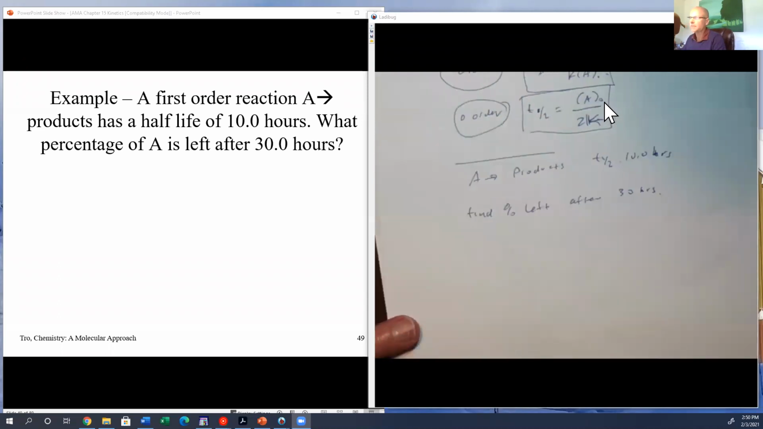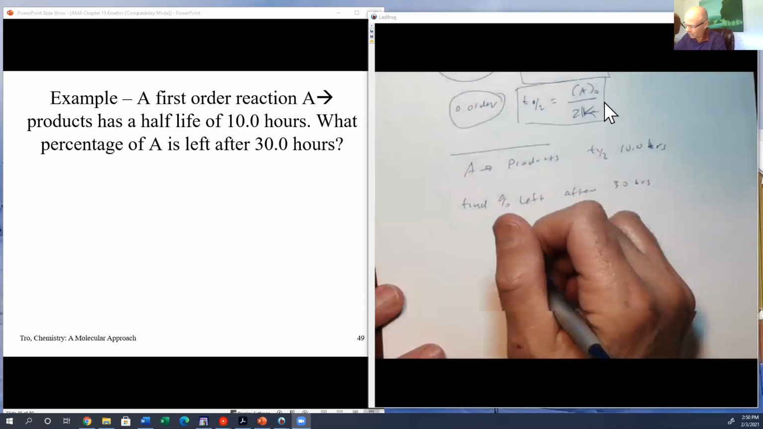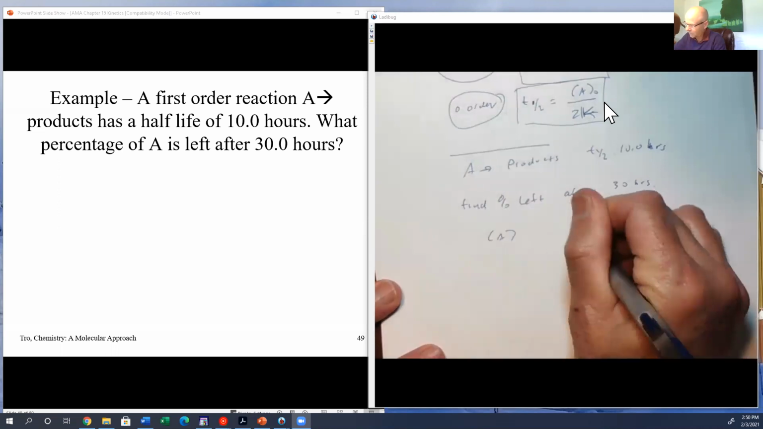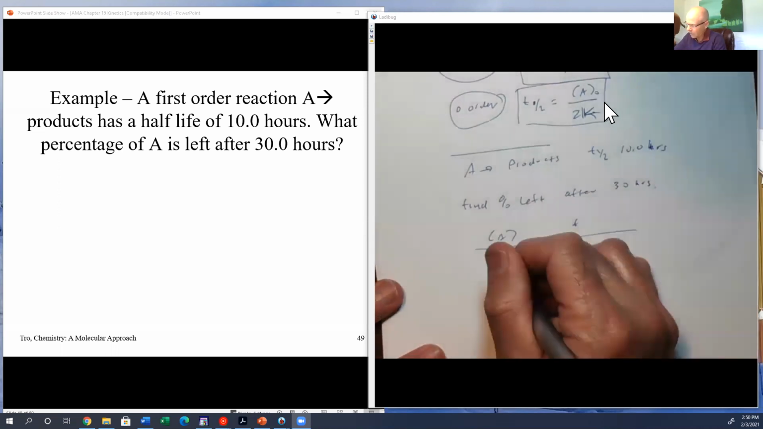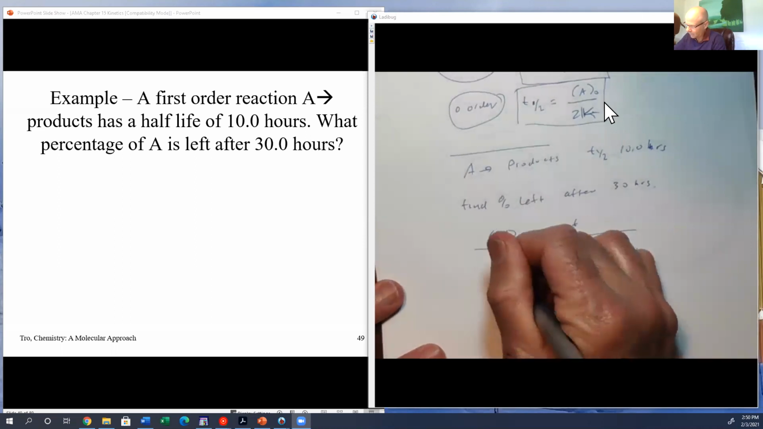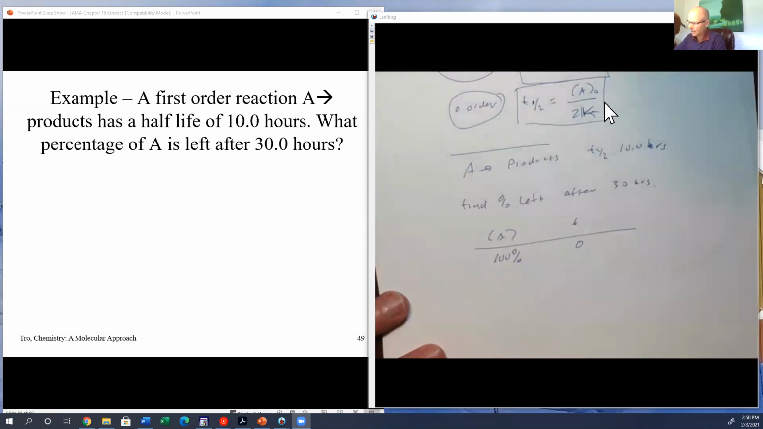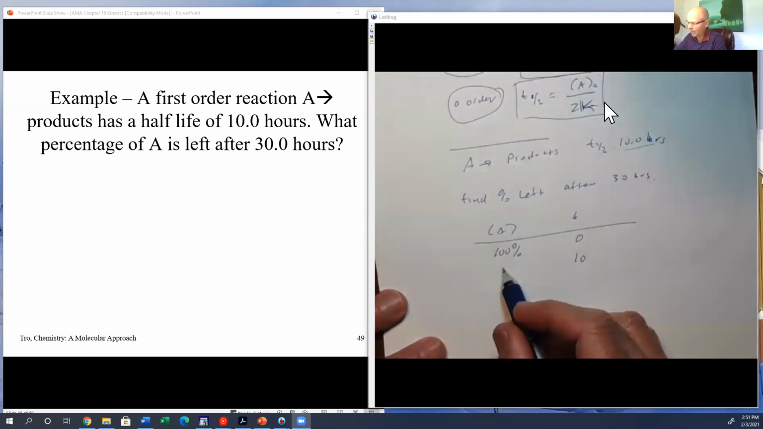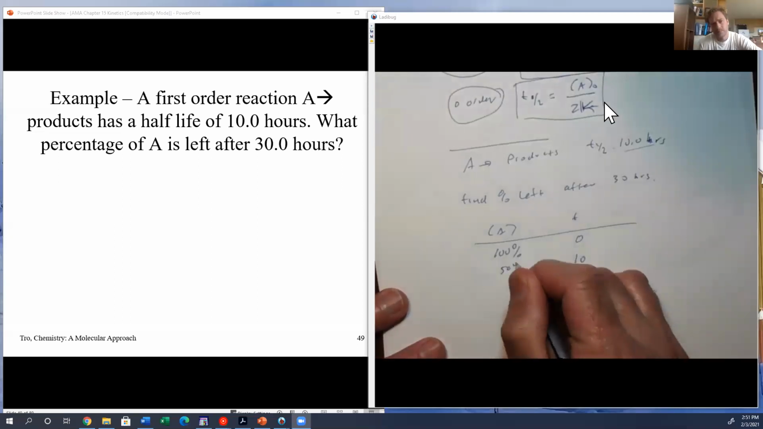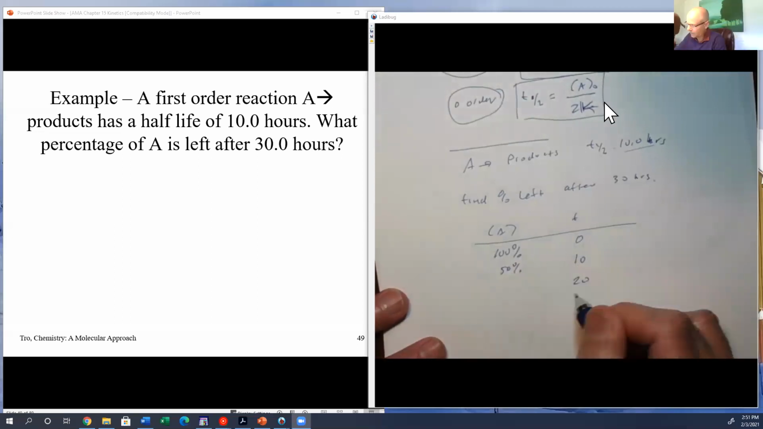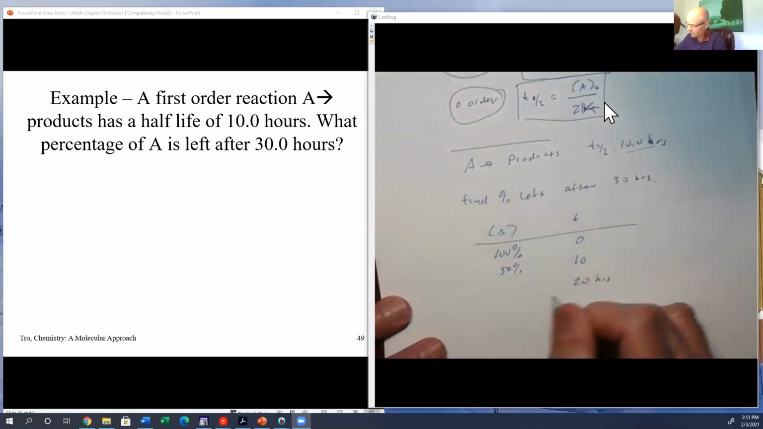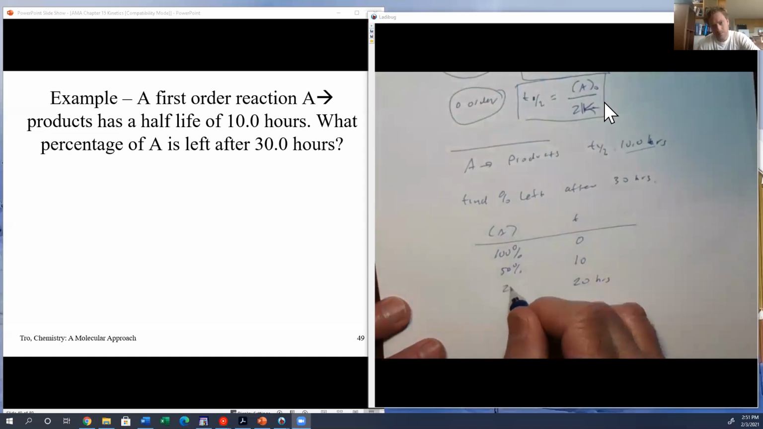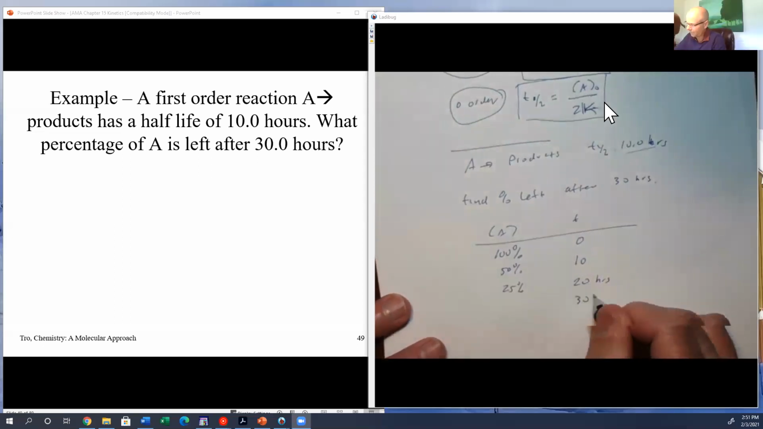But the other way to do it, with the concept of half-life, is just to make yourself a little table, right? And say A versus time. So at time 0, we'll say 100% of A is present. And then if the half-life is 10 hours, how much of A do I have after 10 hours? 50%. 50%, right? How much do I have after 20 hours? 25%. 25%. How much do I have left after 30 hours?